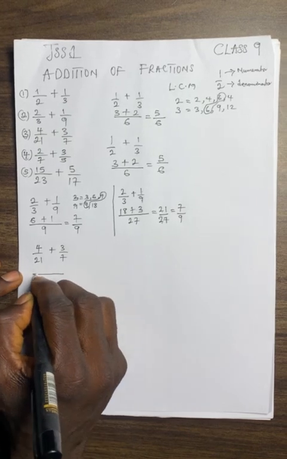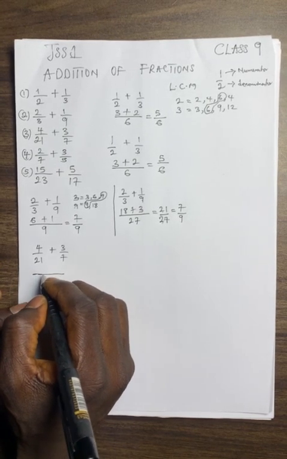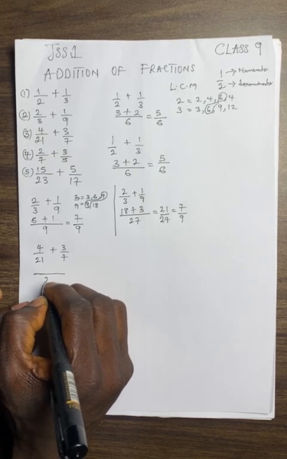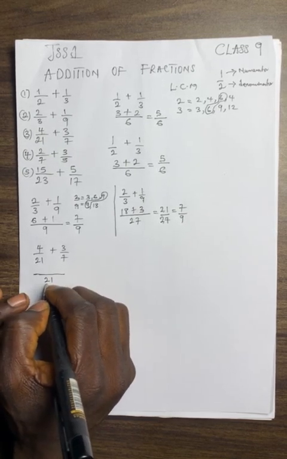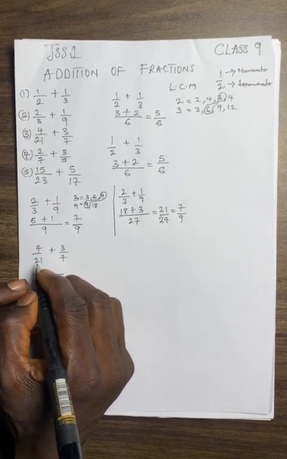You draw your straight line. So what are we going to do? Look for the lowest common factor. The lowest common factor here is what? 21. 21 divided by 21 is 1. 1 times 4 is what?